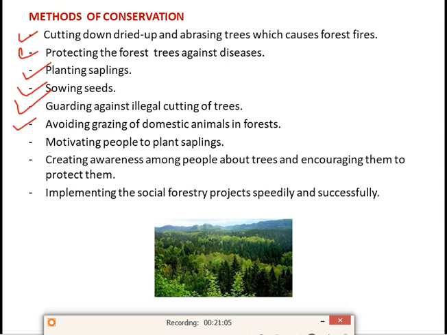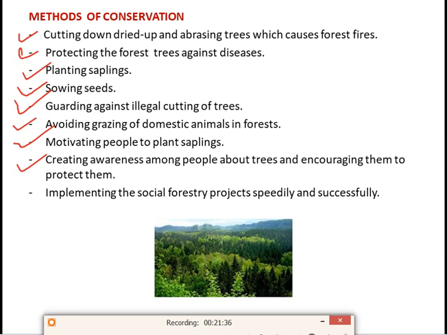Motivating people to plant saplings. We have to motivate our friends, our family members, relatives to plant more and more trees, more and more saplings. Creating awareness among people about trees and encouraging them to protect them. We have to make people aware of how forests and trees are helpful to us, how they help to clean the environment, to protect the environment, and encourage them to plant more trees. And also we have to encourage them that we should protect the trees.